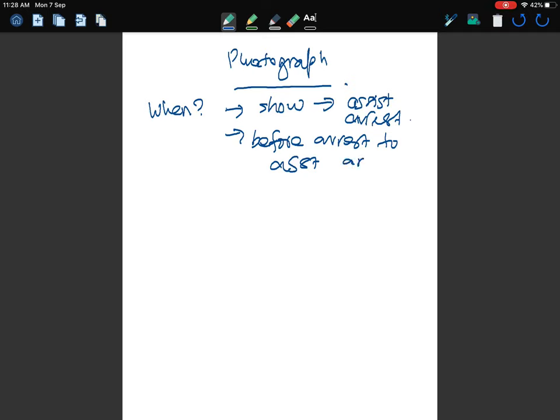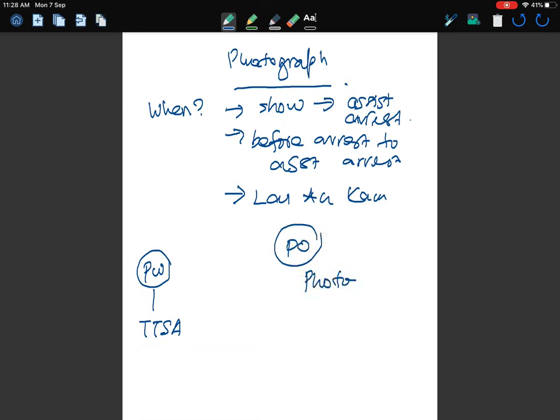It means that, right, the showing of photograph to the witness must be before arrest to assist arrest. Yeah, it has to be before arrest to assist arrest. So this is actually provided for in the case of Lai A Kam. So if you have the prosecution witness here, katakanlah has been assaulted dekat Taman Tasik Shah Alam. Right, this particular person has been assaulted. So what happened here is that, right, the police officer have shown photographs of three individuals.